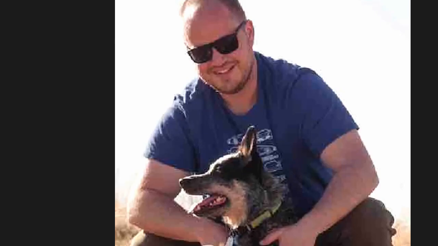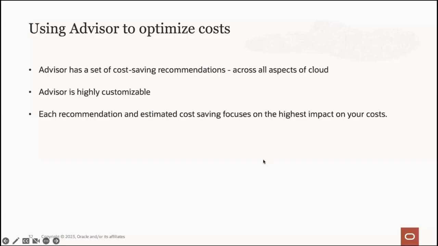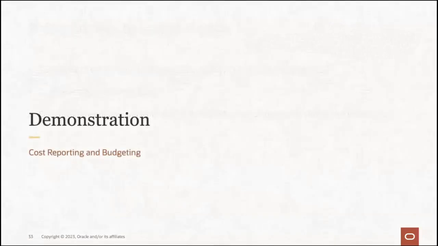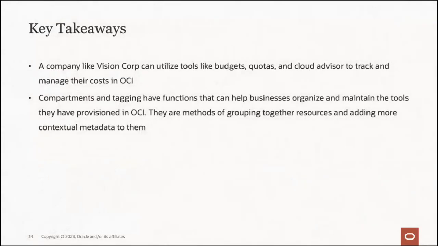Yeah, definitely. Let me make sure I'm on the correct slide. We talked about Cloud Advisor to help optimize, so that's where we're at. Then we hopped into the console, looked at budgeting and reporting, and some key takeaways as we look at this. If you're moving from on-prem to OCI, or from other cloud vendors over to OCI, it is something you can take a look at.